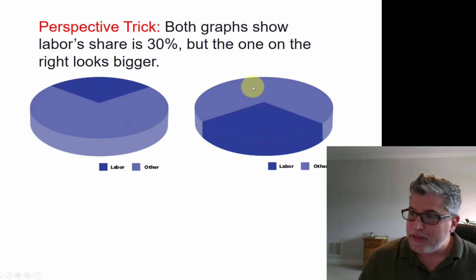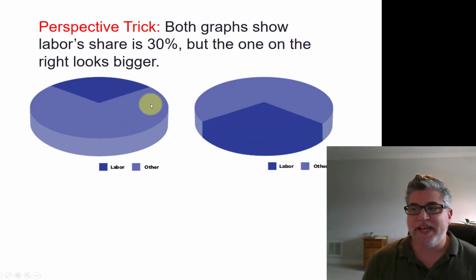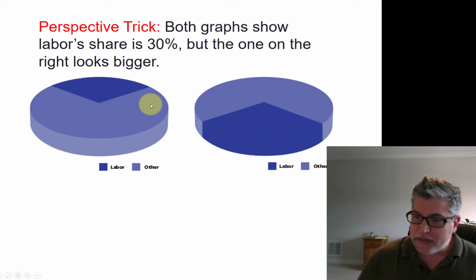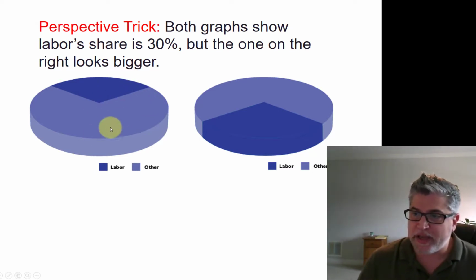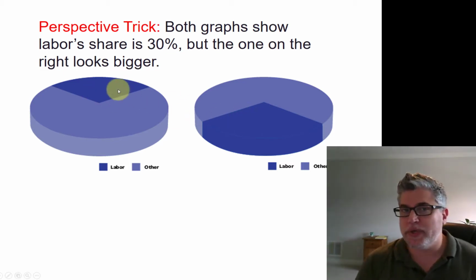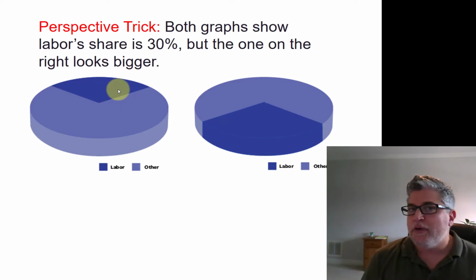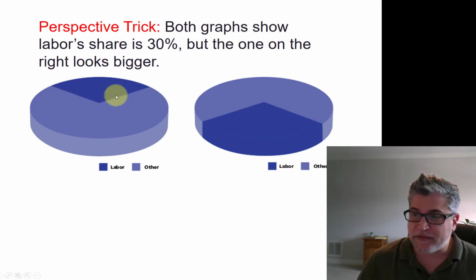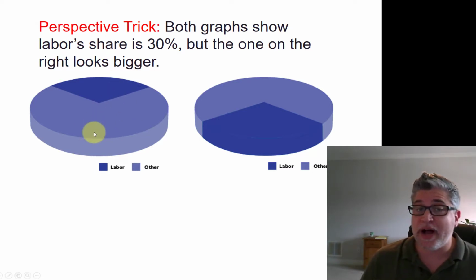Both of these pictures show the same exact thing: the labor share of income, so labor versus other. In both pictures, it's 30%. This picture is doing two things to you. First of all, it's forced perspective. The fact that the front of this thing is closer to your eye makes it look bigger, right?